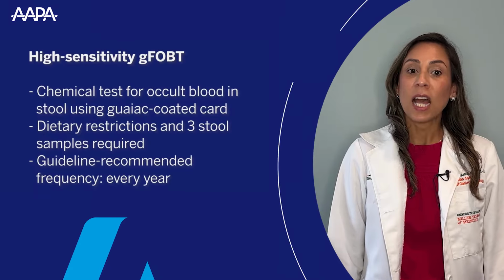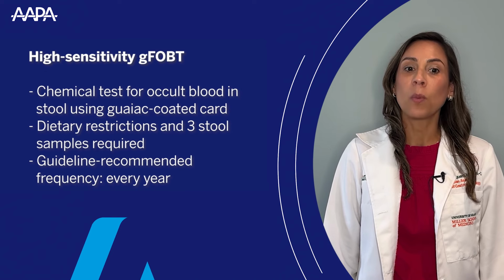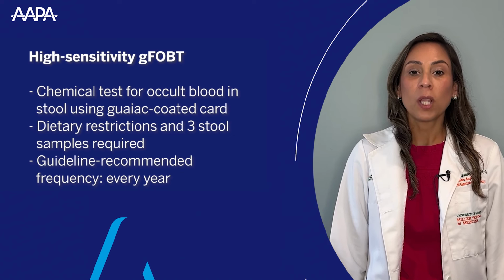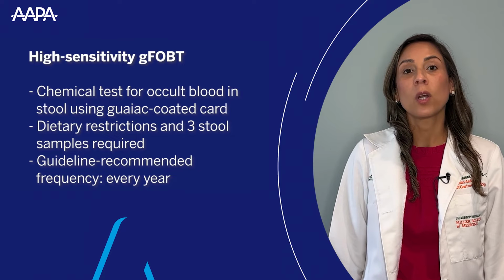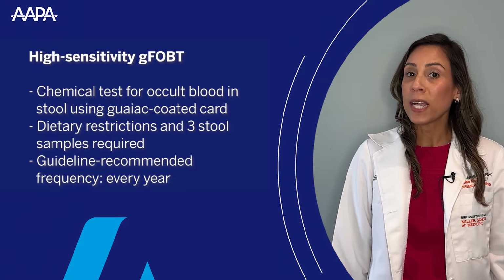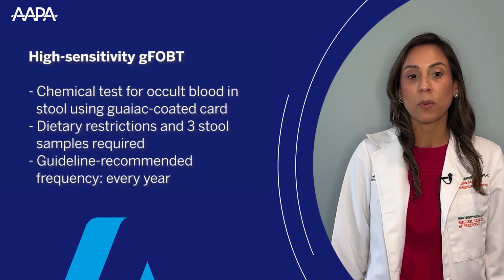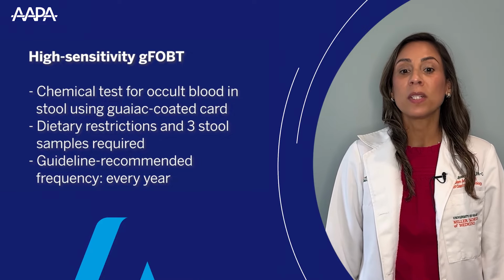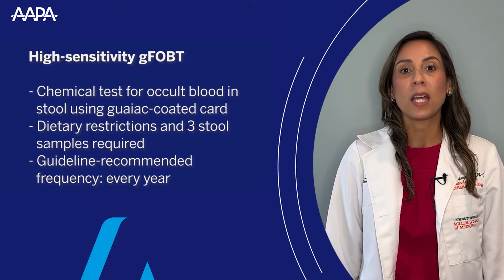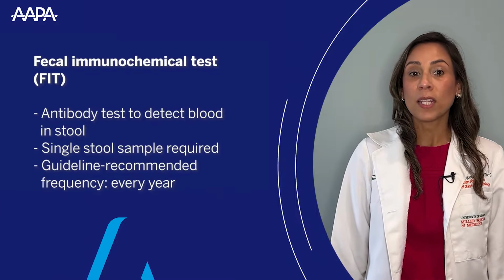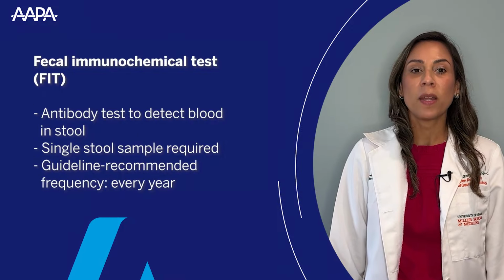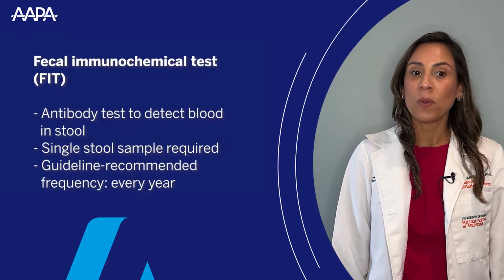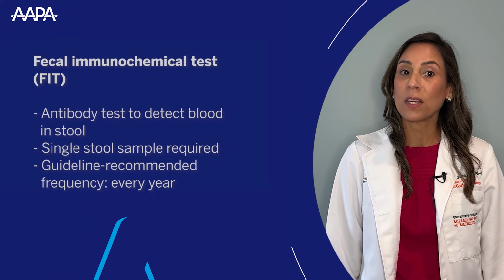One of the options is a high-sensitivity guaiac fecal occult blood test. Now, this test is a stool test that uses chemicals to detect occult blood in stool using a guaiac-coated card. This test does require dietary restrictions and 3 stool samples to be turned in order to be done appropriately. And it is recommended to be done yearly based on its sensitivity and specificity. Fecal immunochemical test, or the FIT test, is an antibody test used to detect blood in stool. This requires 1 single stool sample, and it is also recommended to be done yearly.